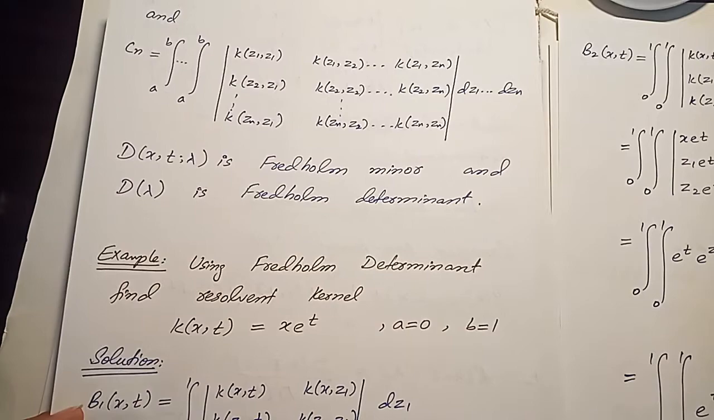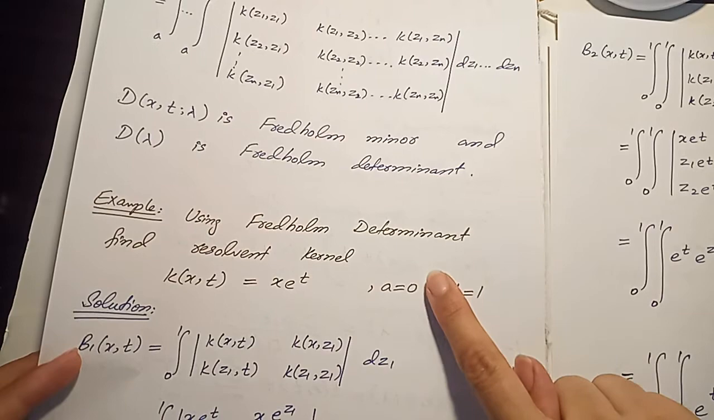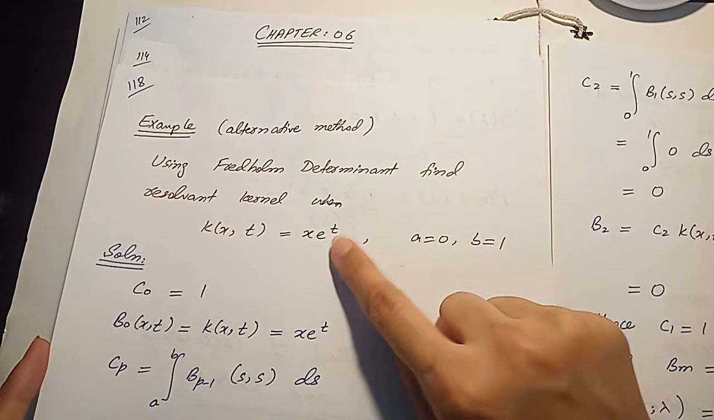Today in this video we are solving chapter number 6, that is classical Fredholm theory, and we will discuss the Fredholm first fundamental theorem. Our main focus will be finding the resolvent kernel using the Fredholm determinant. I have used two different methods to solve this question. The first one is this one. I will explain it in detail, and the second one is the alternative method to find the resolvent kernel. The alternative method is easier than the first one. I will tell you both.